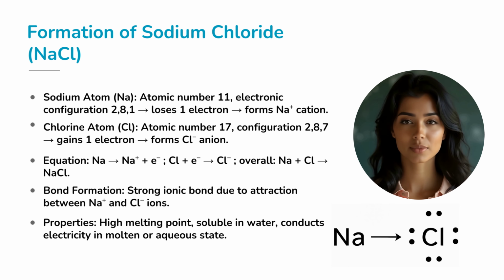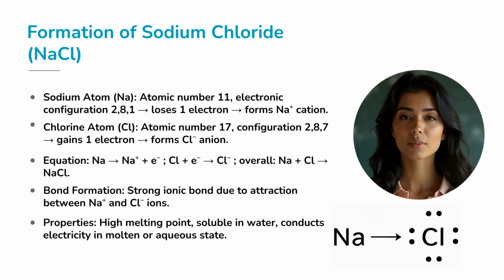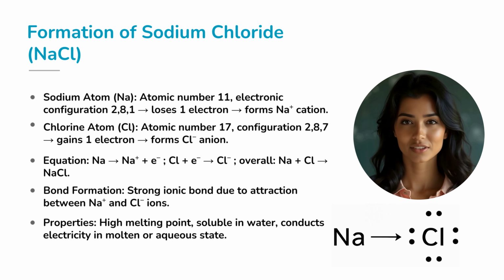The reaction can be shown step by step. Sodium gives Na+ plus an electron, chlorine plus an electron gives Cl-. Overall, Na plus Cl gives NaCl. The strong electrostatic attraction between Na+ and Cl- ions creates a robust ionic lattice.